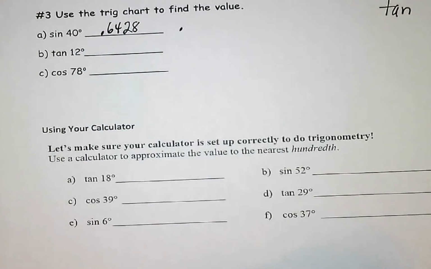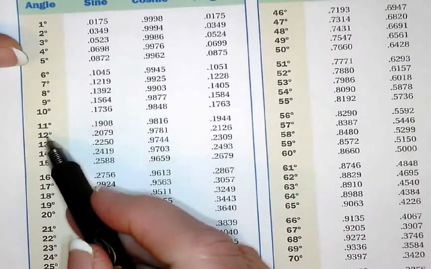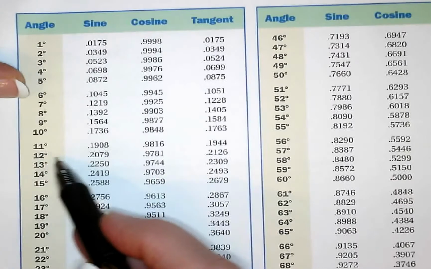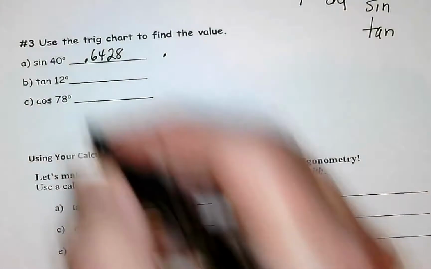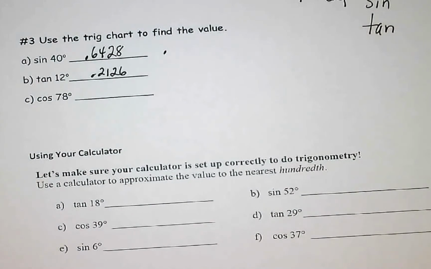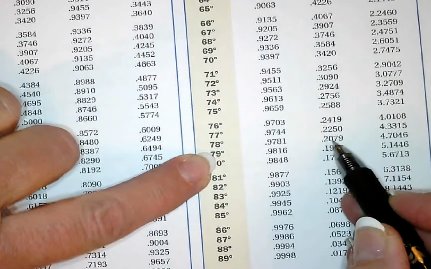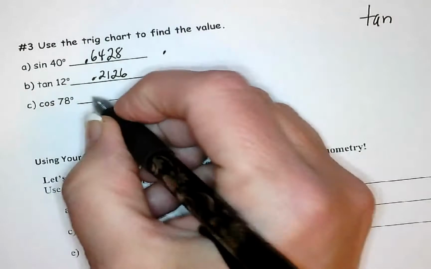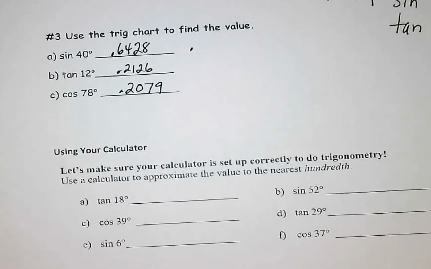And I'm done. That's all I needed to do was just find that decimal portion. Tangent of 12. So here's my 12 degrees. Tangent is my last column over here. 0.2126. Cosine of 78. Here's 78 degrees. Cosine is the middle one, 0.2079. Okay, so that's how you find the decimal form for certain angles based on sine, tangent, or cosine.